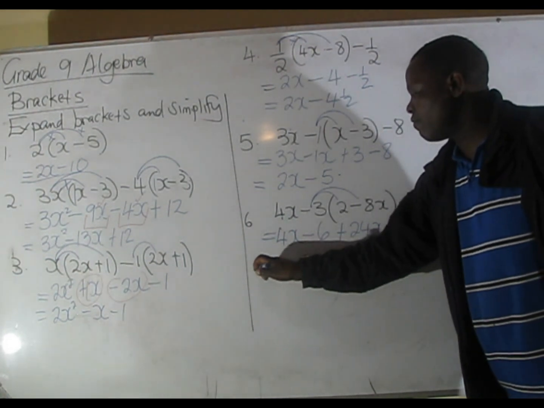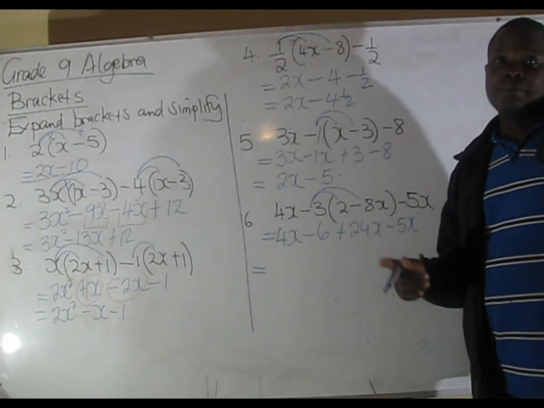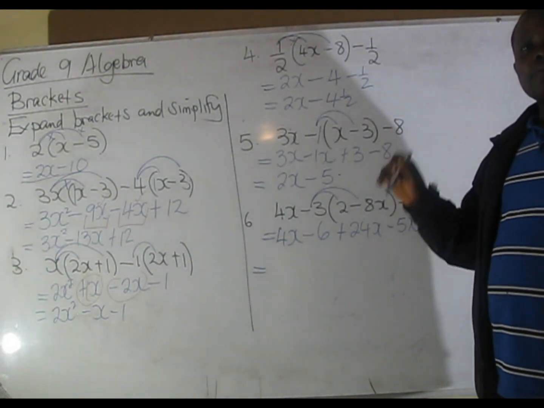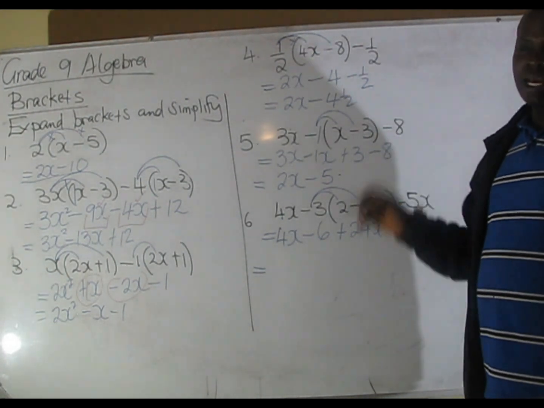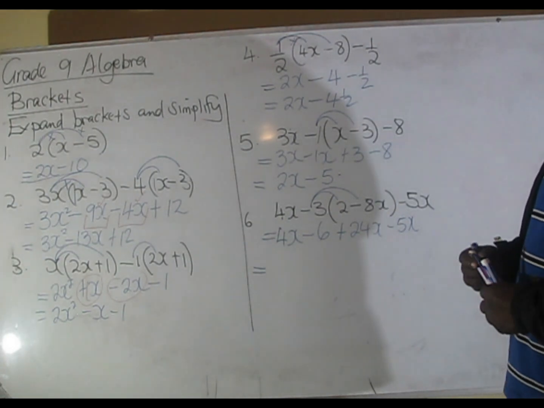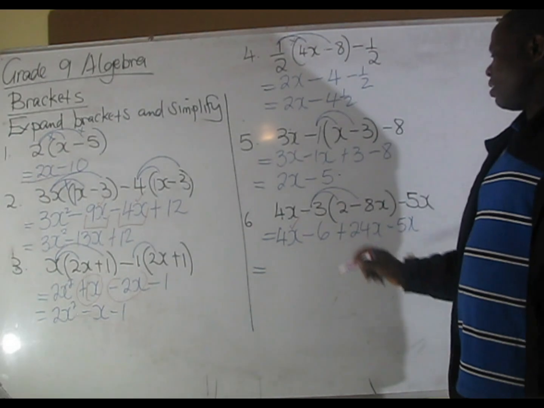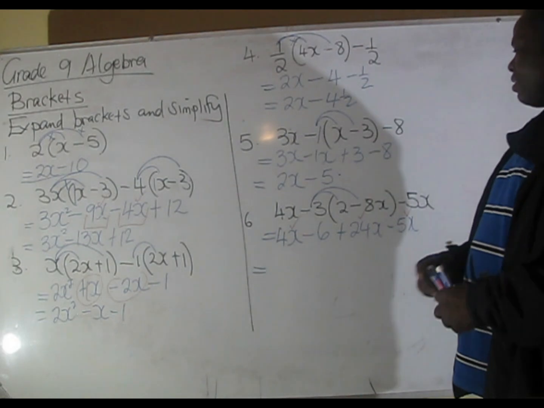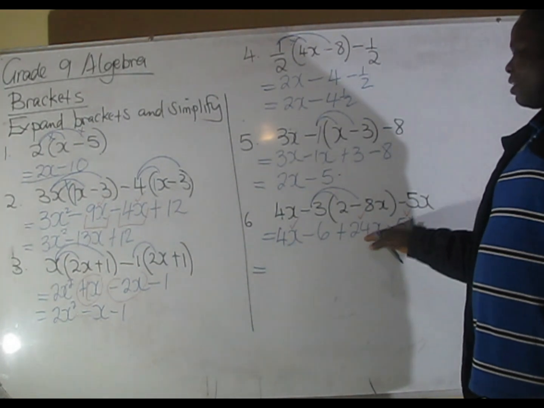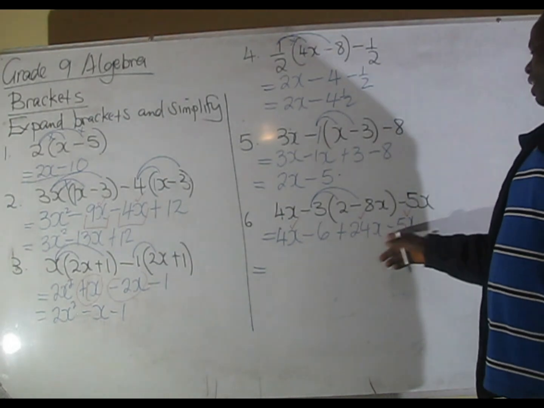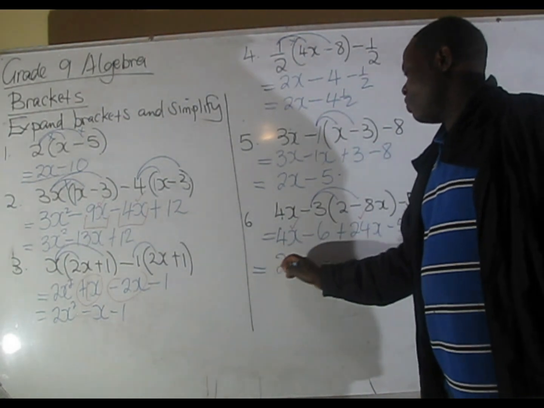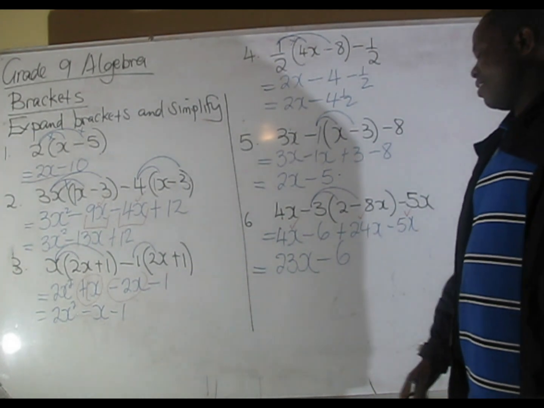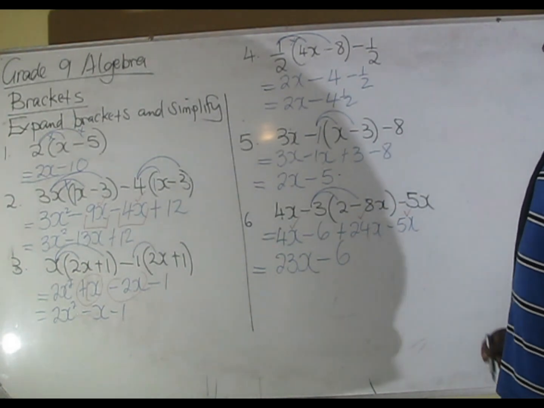Then I look for like terms. Remember once again the definition of like terms. These are terms that have the same variables with the same exponents. Those are your like terms. So in my case, I have this 4x, I have that 24x, and I have that 5x. So I can combine this one, 4x plus 24x will give me 28x. 28x minus 5x will give me 23x. Then the negative 6, there is only one constant in this, so the answer is 23x minus 6.